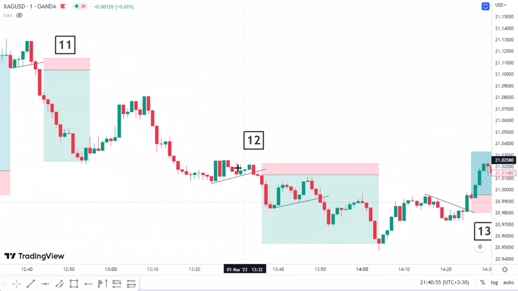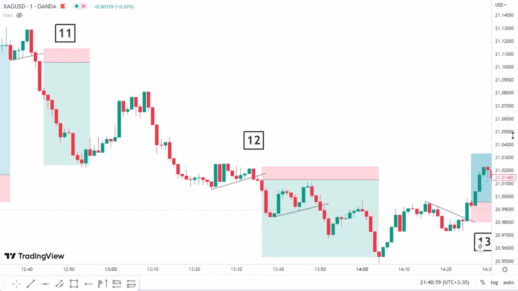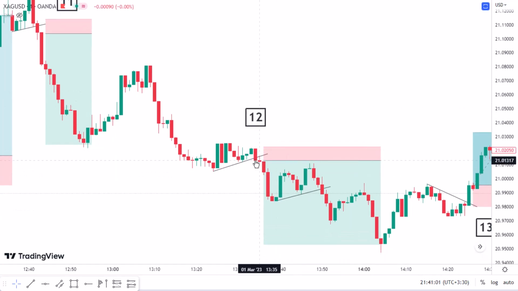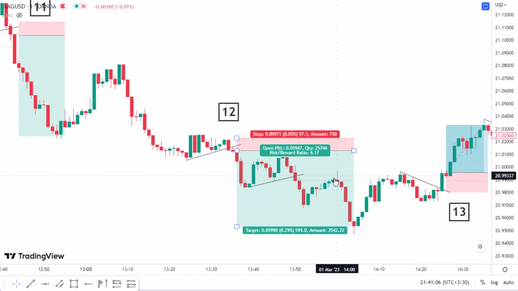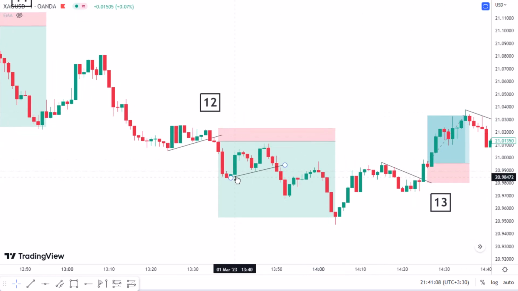On the trade 12, we have a trend line here with 2 touches. On the 3rd time it breaks it, we enter the sell position on body close and put our stop loss somewhere safe, and it gives us a reward of 6. You could also enter a sell position on this trend line too.